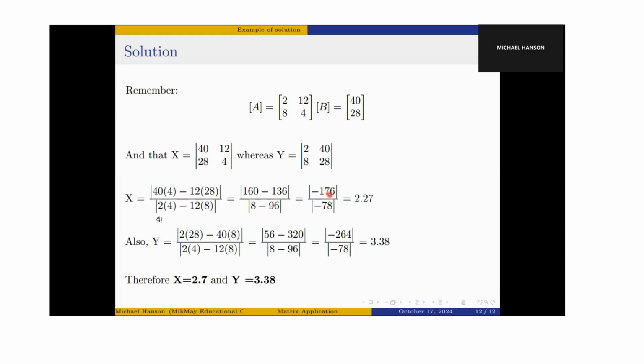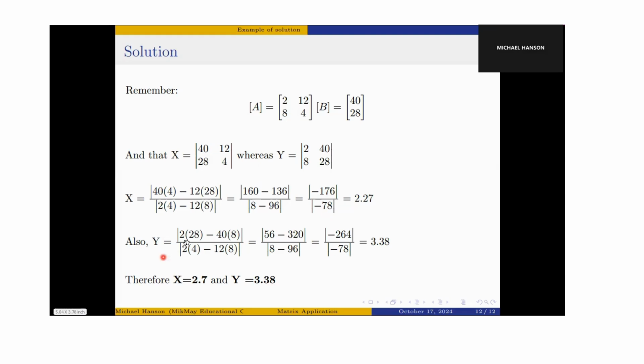Now, that of the principal matrix also, you find the determinant for this matrix. So the product of this diagonal minus the product of the off diagonal. So that will mean 2 times 4 minus 12 times 8. You're going to get 8 minus 96, and that gives you this. So divide 176 by 88, then you get 2.27. So x is equal to 2.27.